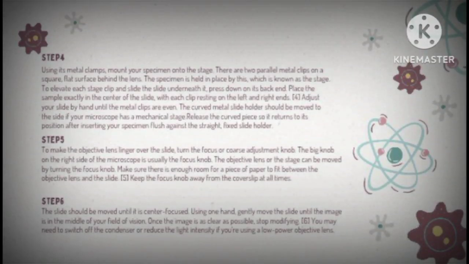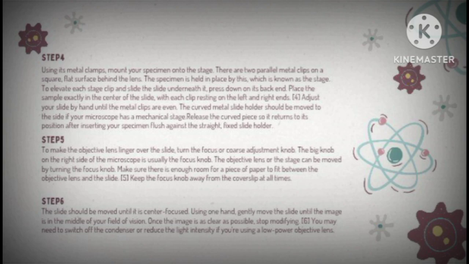Step 4. Using a metal clamp, mount your specimen onto the stage. There are two parallel metal clamps on a square, flat surface behind the lens. This holds the specimen in place and is known as the stage. To elevate the stage clip, press down on its back end. Place the specimen exactly in the center of the slide, with the clips resting on the left and right ends. Adjust your slide by hand until the metal clamps are even.